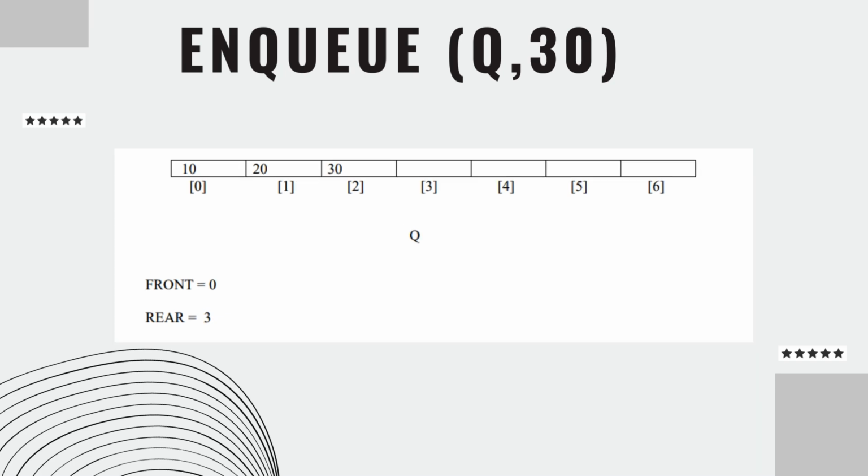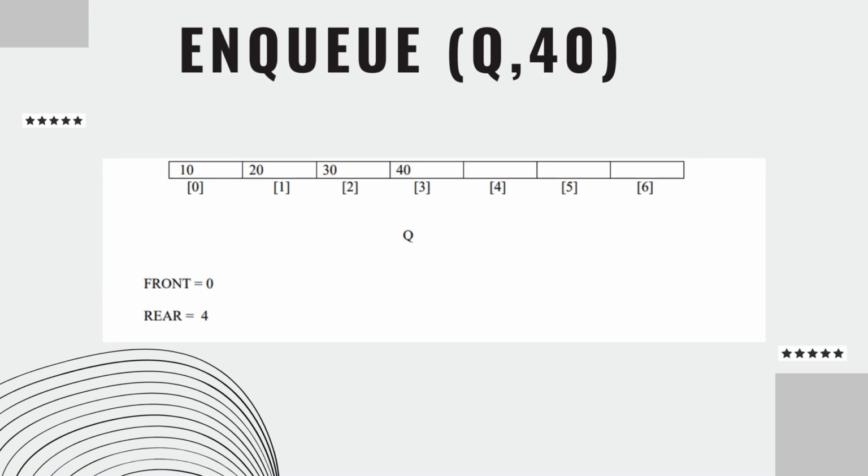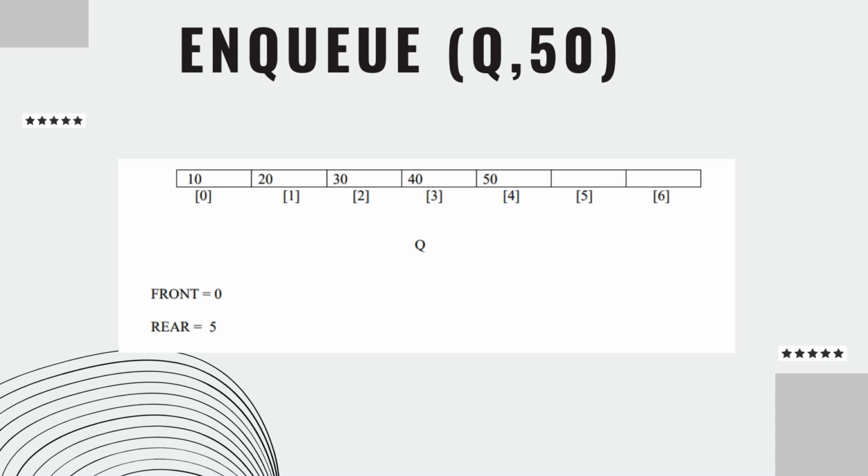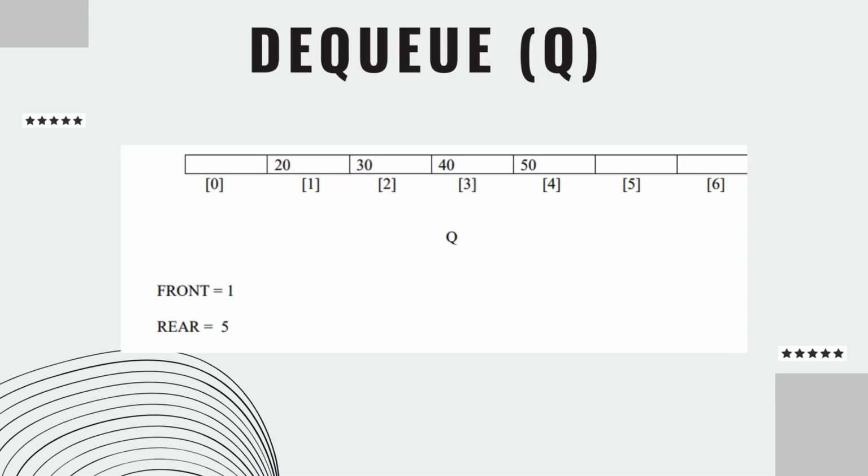Okay, so NQ30, and it is still the same, which is we insert 30 and the rear would change to 3. Next, NQ40, we insert 40, the rear would change to 4. The next is NQ50, same, we insert 50 and the rear would change to 5, the front would remain the same.